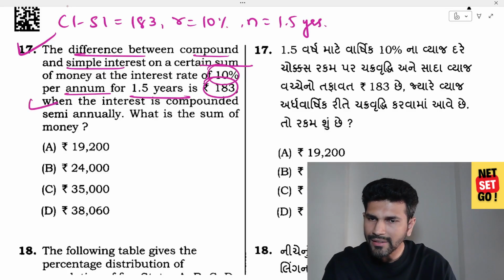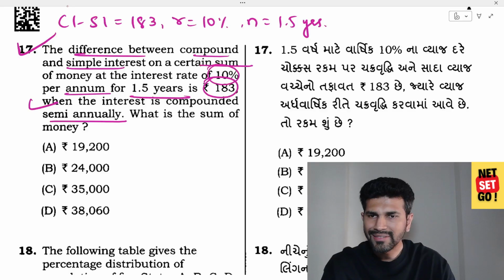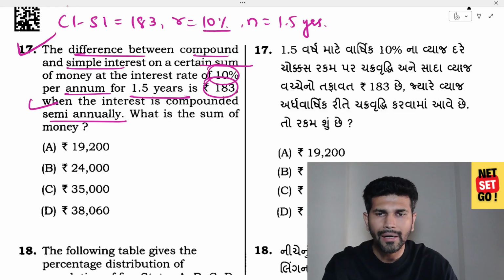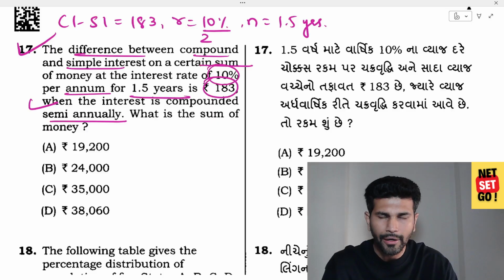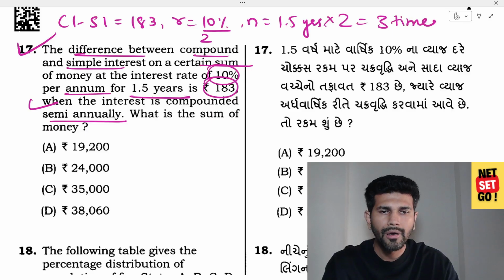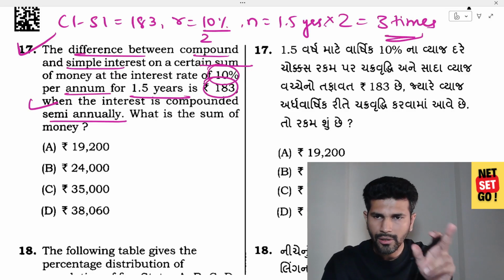When the interest is compounded semi-annually, we divide R by 2. Compounding 2 times in a year. Semi-annually means twice in a year. So the rate of interest will be divided by 2 and the number of years will be multiplied by 2. So 1.5 into 2 is 3 times during the process.